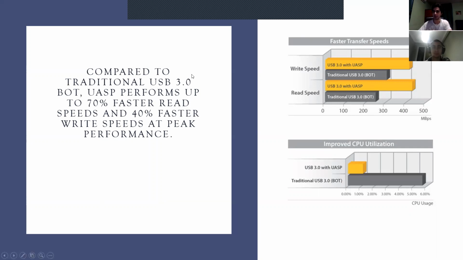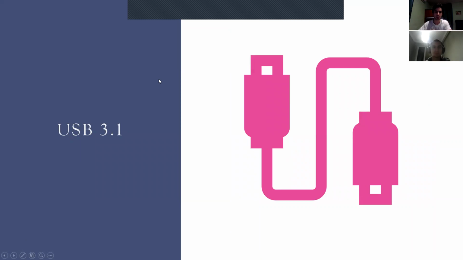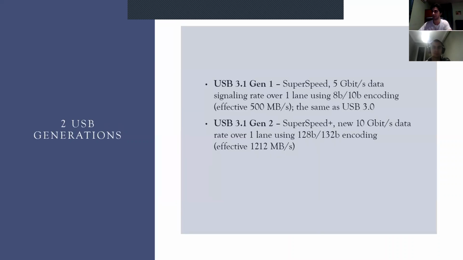So let's now talk about USB 3.1, which was first released in 2013. So there are two main versions of USB 3.1. We have the Gen 1 version and the Gen 2 version. The Gen 1 version is basically very similar to USB 3.0, while the Gen 2 version can transfer, as you can see on the slide, almost twice as fast as the Gen 1 version, with 10 gigabits of data over one lane using 128b/132b encoding.